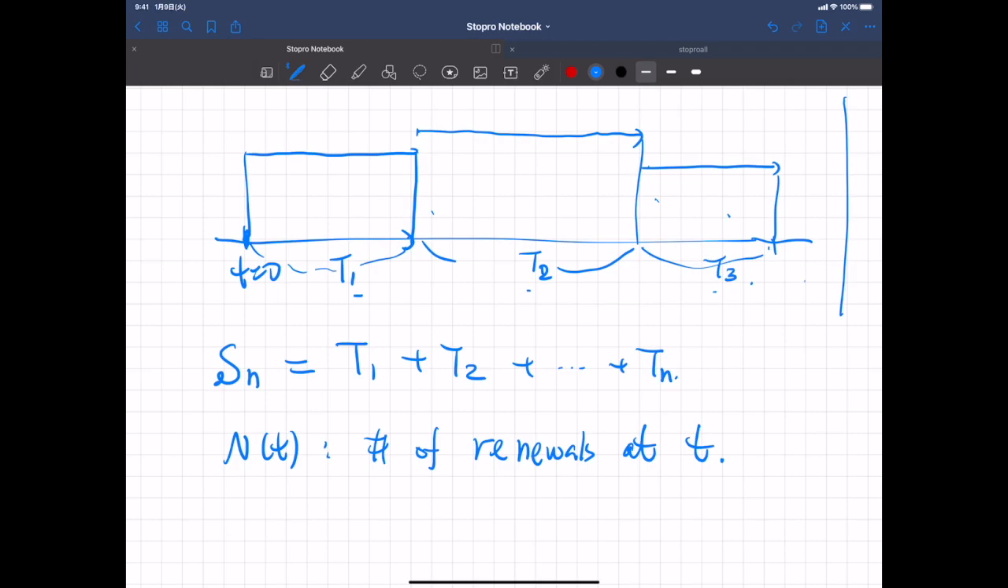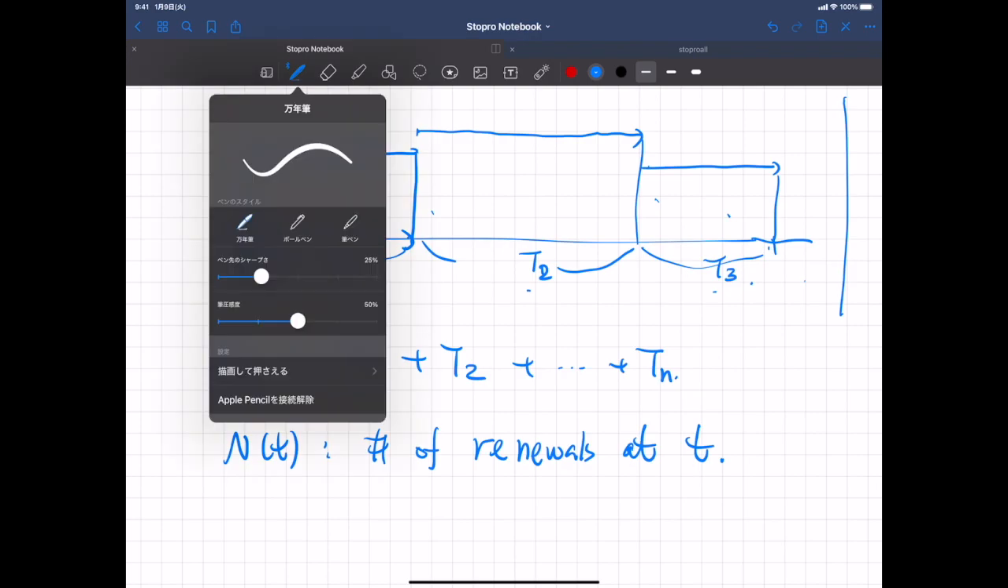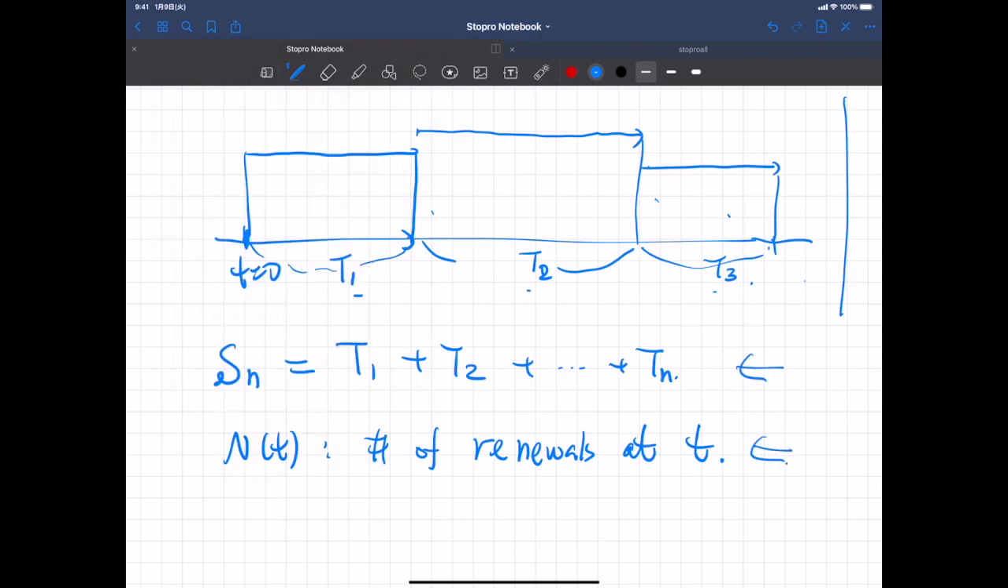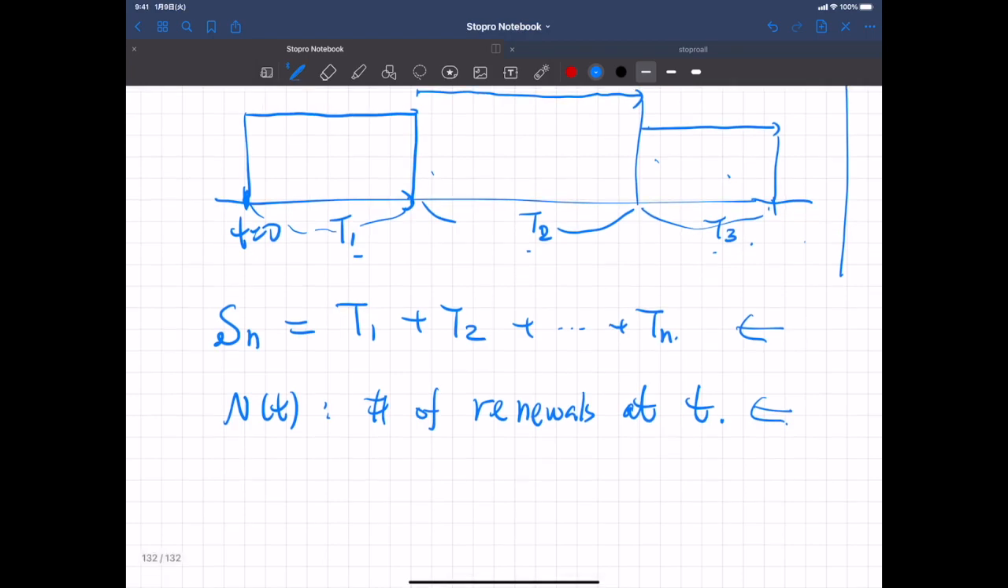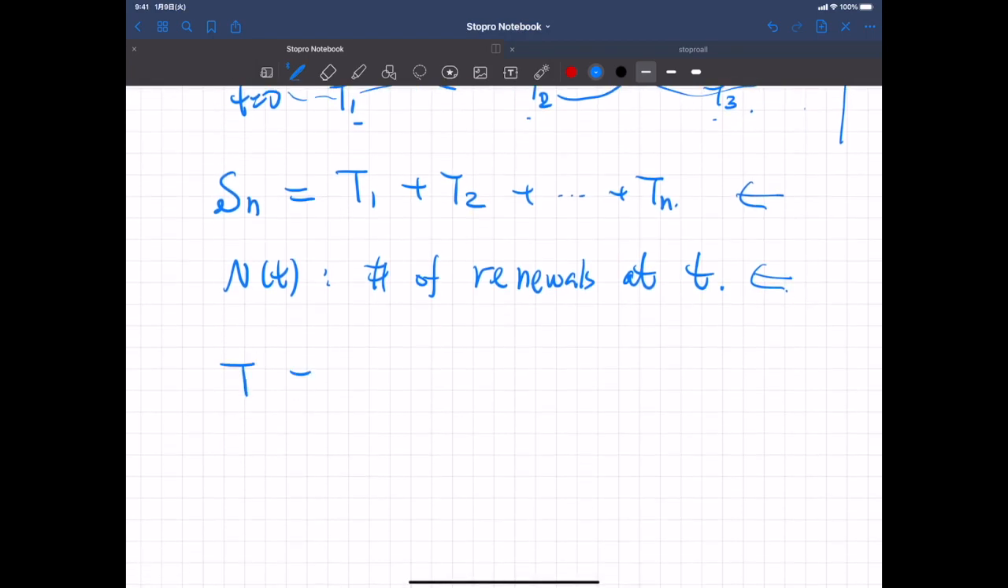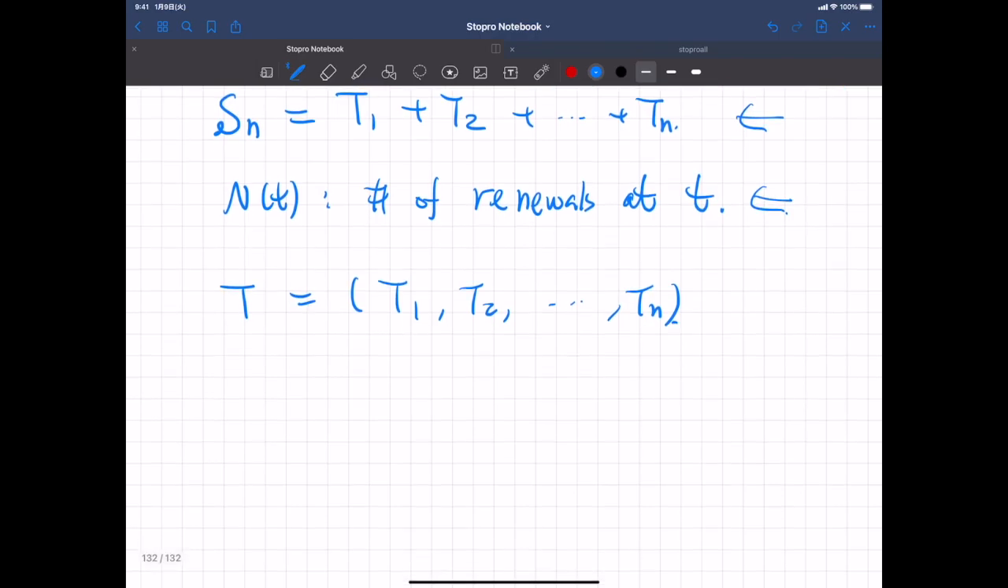Our goals will be calculating the probability distributions for these random variables, Sn and N of t. To do so, first let's define this random vector consisting of T1, T2, up to Tn. And we want to find the probability distribution function for this random vector T.